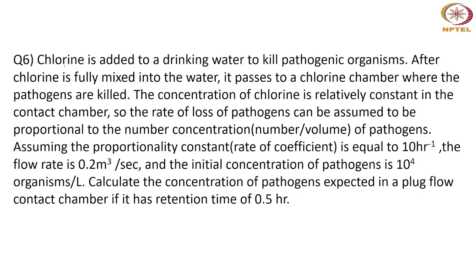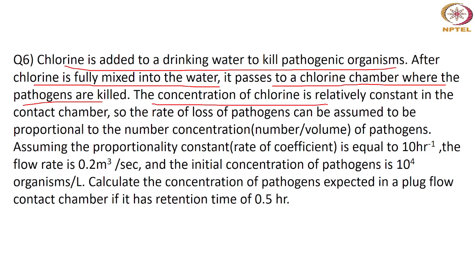What is written is that chlorine is added to the drinking water to kill pathogenic organisms, and after chlorine is fully mixed into the water, it passes to the chlorination chamber. So first chlorine was added and mixed, and then it passes through the chlorination chamber, where pathogens are actually getting killed. The concentration of chlorine is relatively constant in the contact chamber, right?